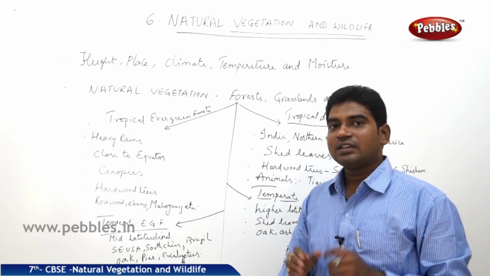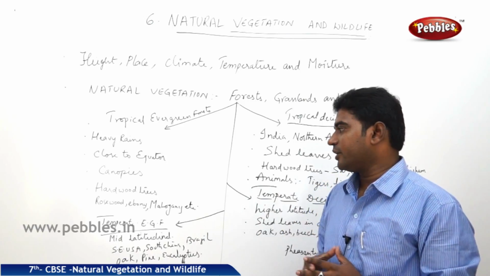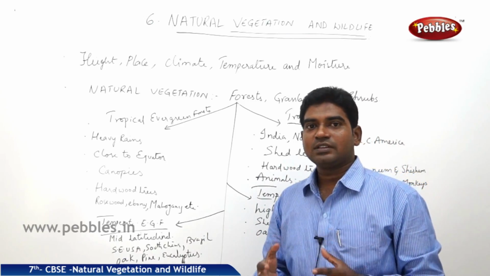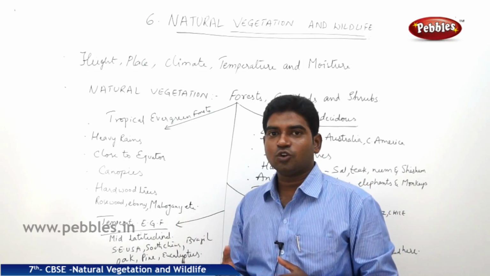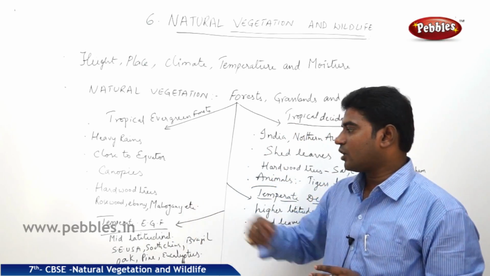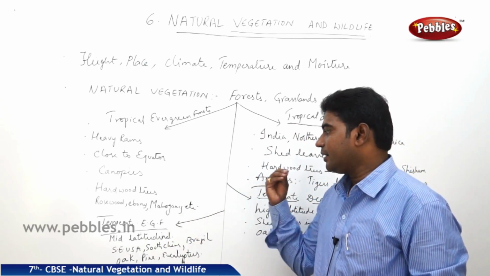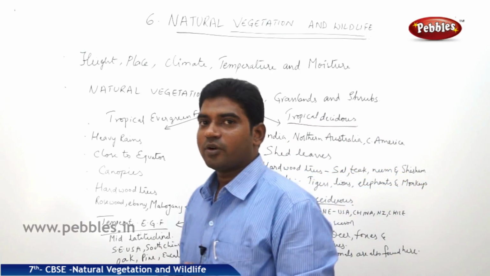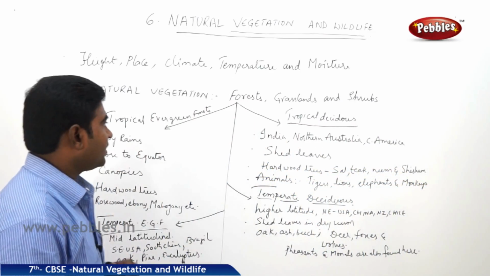And here we find the hardwood trees that are grown here and very useful for us in building houses, doors, everything, windows. Those are rosewood, ebony and mahogany trees, which are found in the tropical evergreen forest.